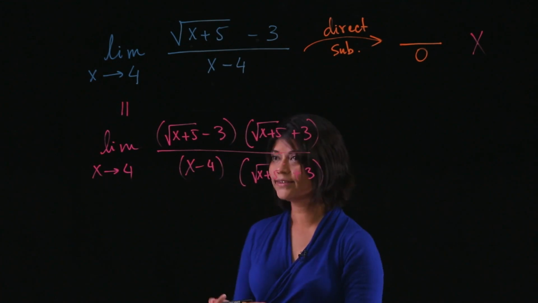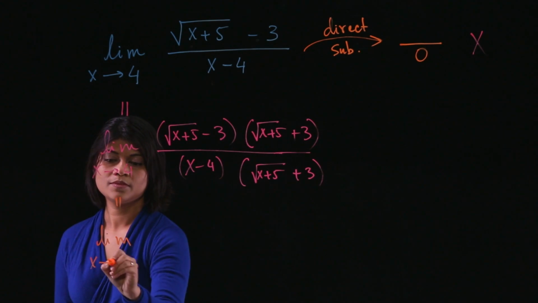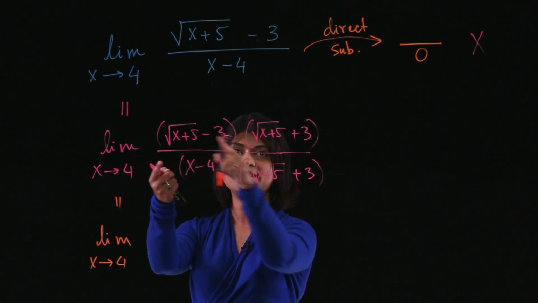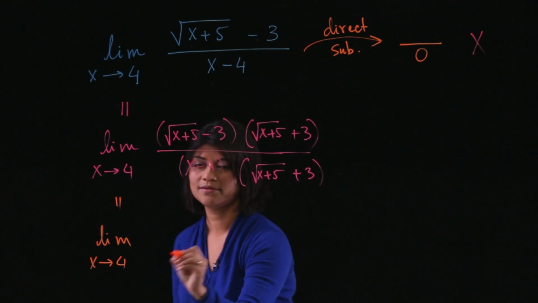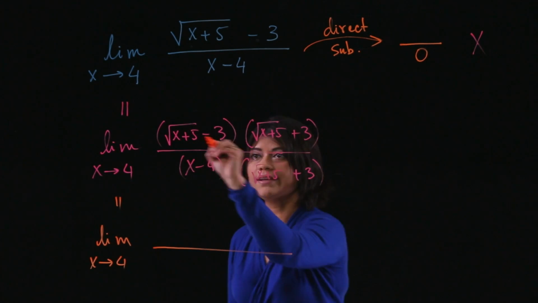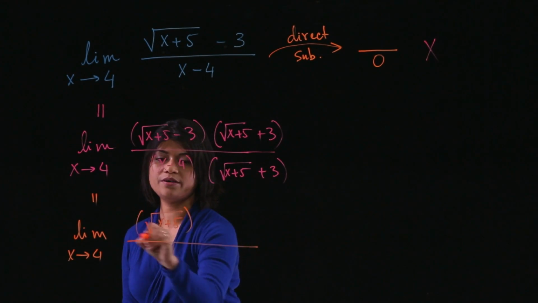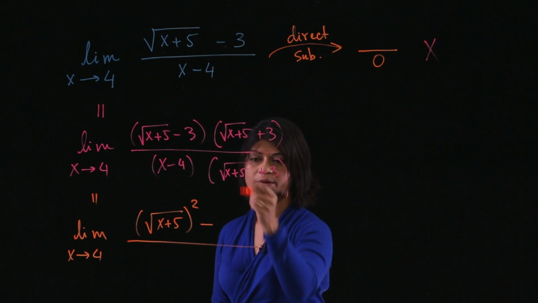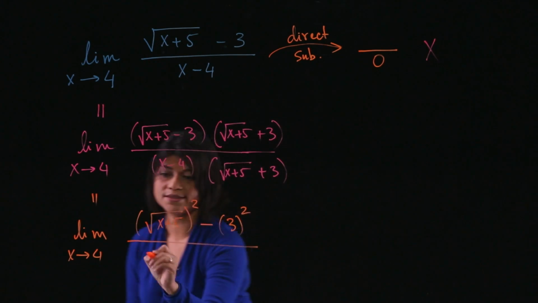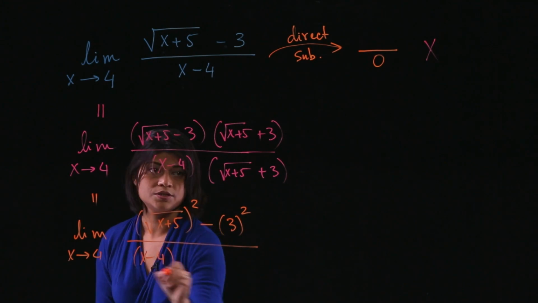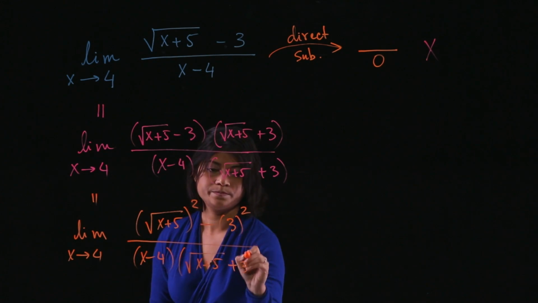Okay, why did we do that? Because notice in the numerator, you have this form a minus b times a plus b. You can combine them as a difference of two squares. So you'll get square root of x plus 5, squared, minus b squared, where b is 3. And the denominator remains as it is, x minus 4 times square root of x plus 5 plus 3.